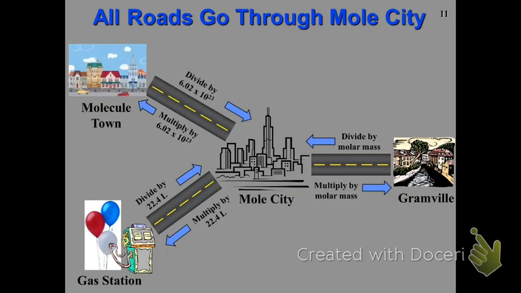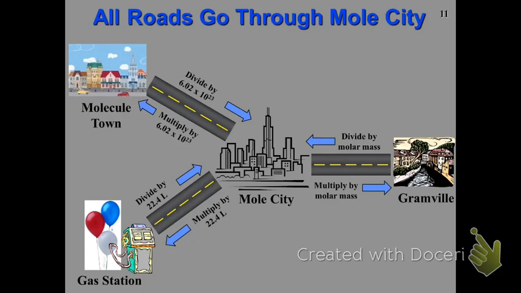So now what I'd like you to do is take out your mole city map that hopefully you picked up today. They're up front. You should have picked one up. If not, please quietly go pick one up. This is the All Roads Go Through Mole City map. And let's just look at this for a little bit.